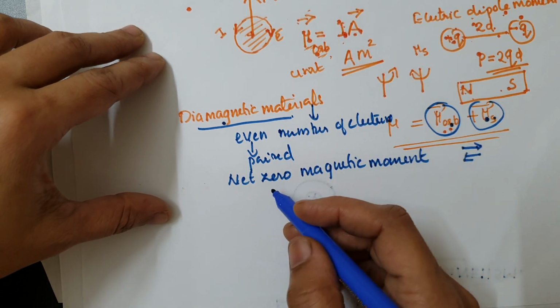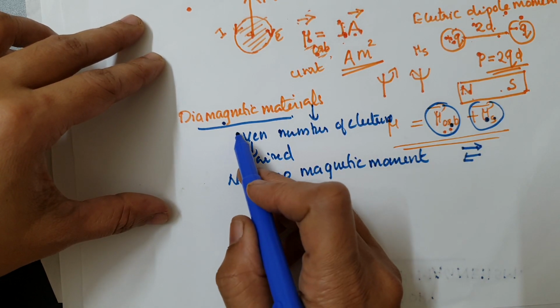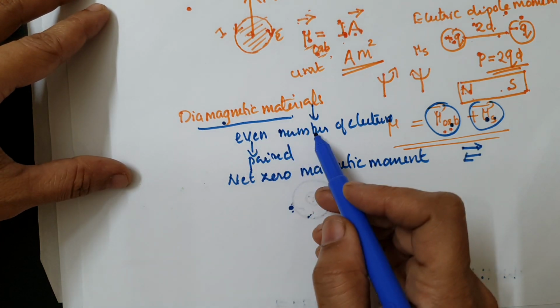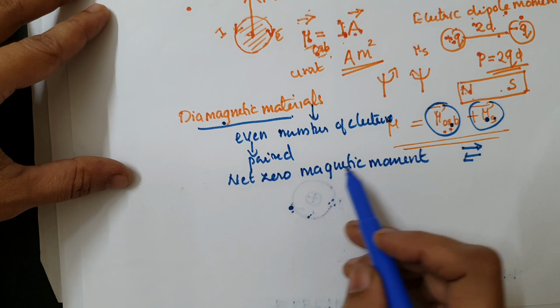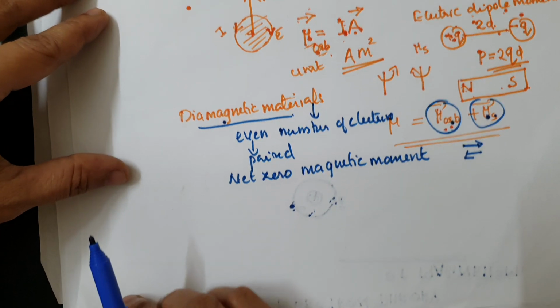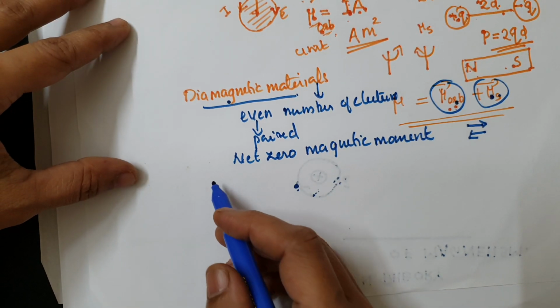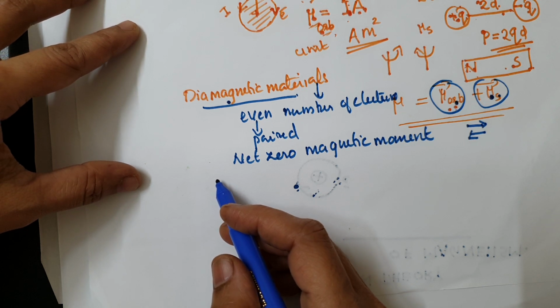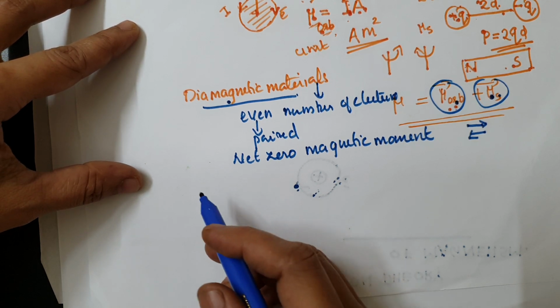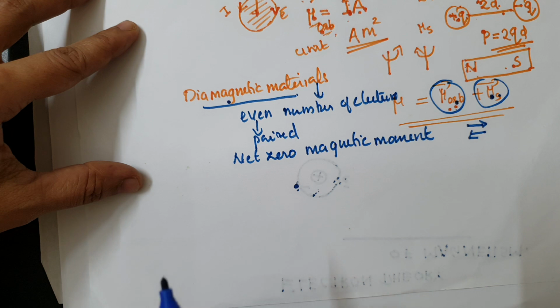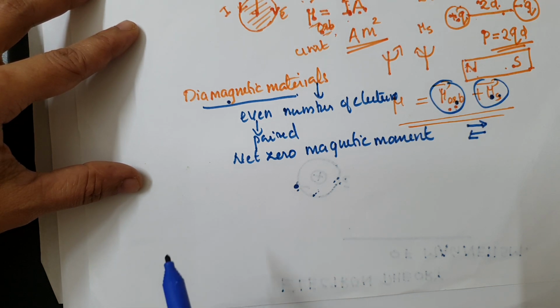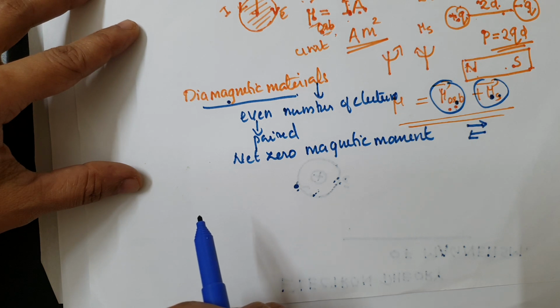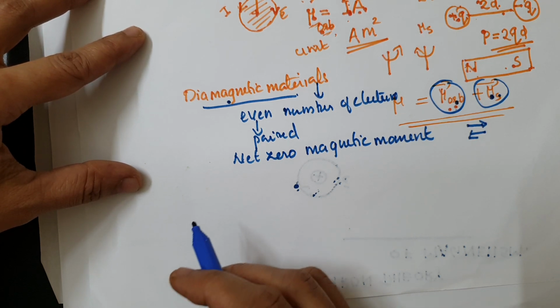be zero. And in the case of diamagnetic materials, which contain an even number of electrons or paired electrons, the net magnetic moment will be zero. But when a diamagnetic material is placed in an external magnetic field, it reduces the magnetic field, or it decreases the magnetic field.